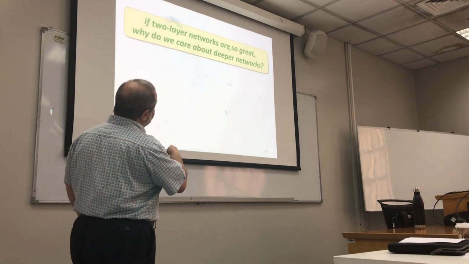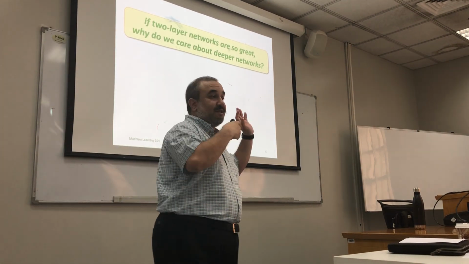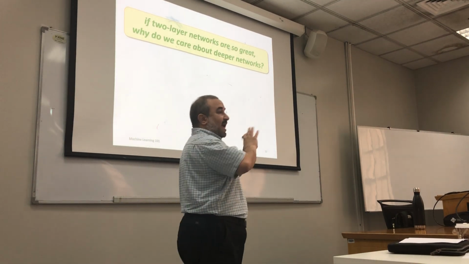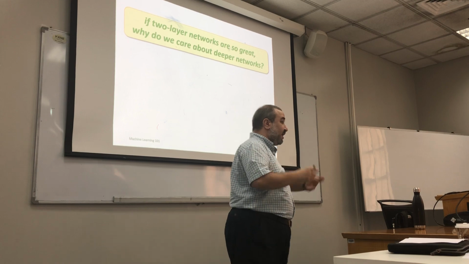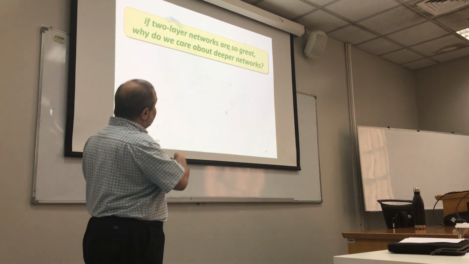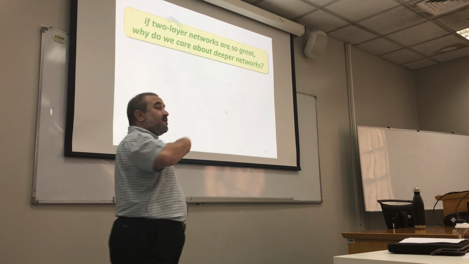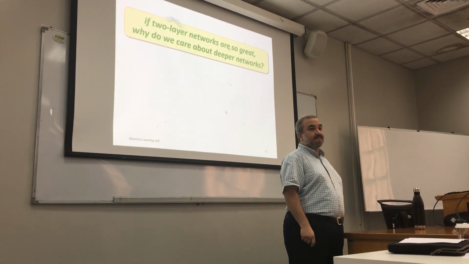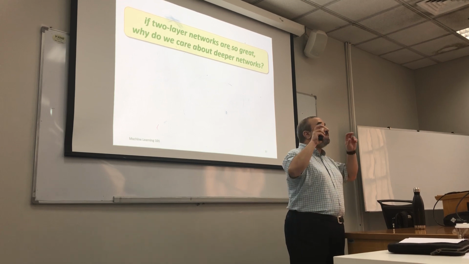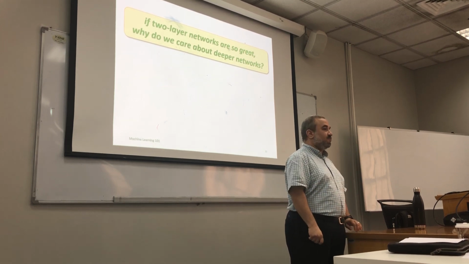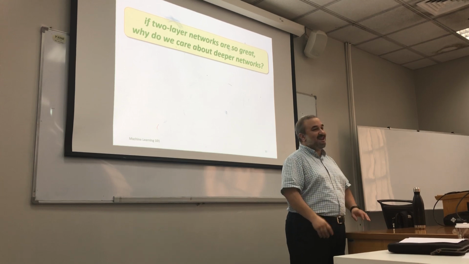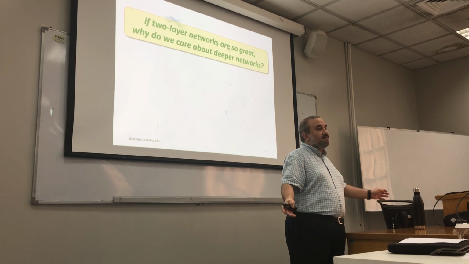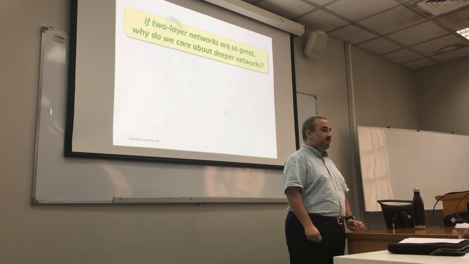Now, if two-layer networks are so great, as the theory says, we said that a two-layer neural network can approximate any function. If it is that great, why do we care about deeper networks? Why should we have 3 layers or 4 layers or 5 layers if 2 are enough? We should not care about deep networks, right? We should not care about deep learning. Of course, we care now, as you hear. But why? If a two-layer neural network is enough, why should we care about that?